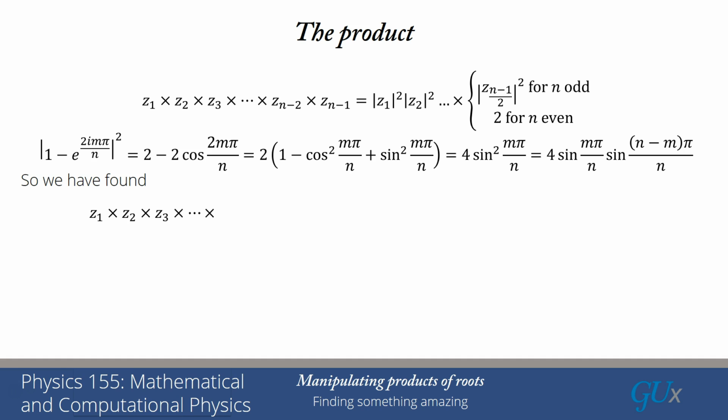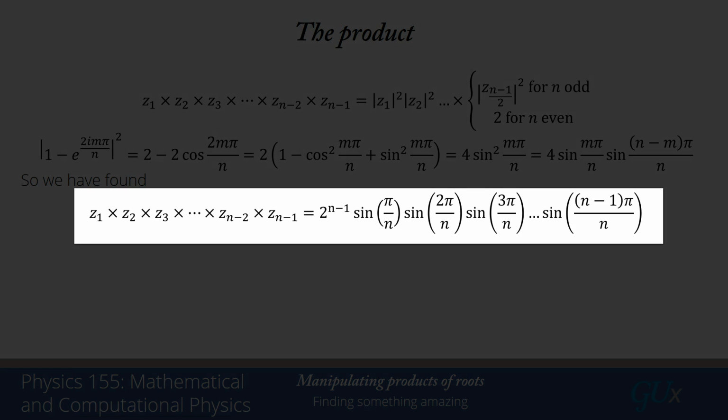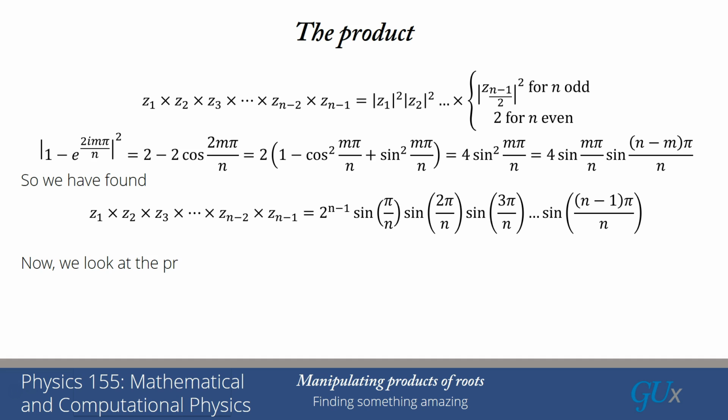So what we found is the product of all of these roots, except for the root that's equal to 0, is going to equal 2 raised to the n minus 1 power times the sine of pi over n times the sine of 2 pi over n times the sine of 3 pi over n, all the way out to the sine of (n minus 1) pi over n. And so we're going to get all of those different terms in this net product that we are looking at. All right, that's very good.